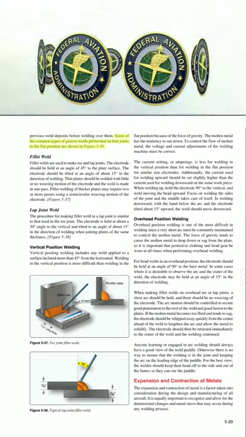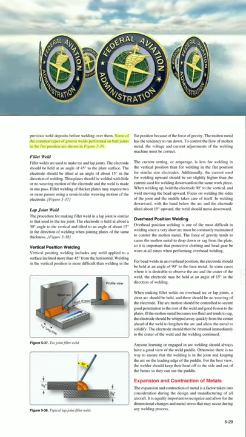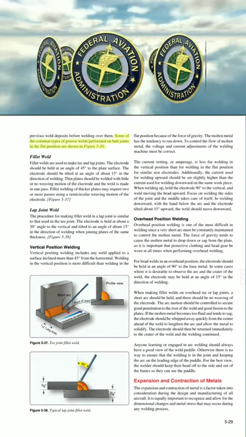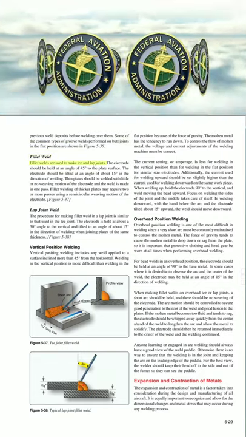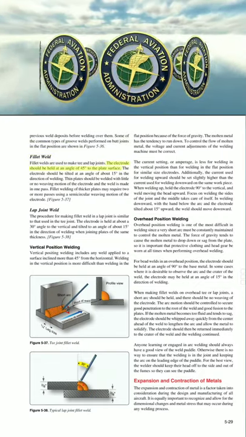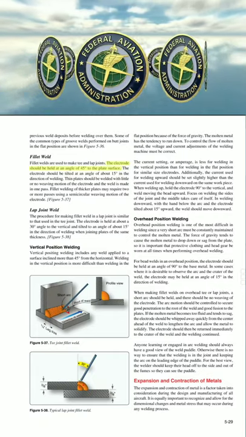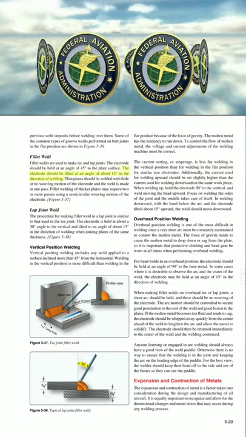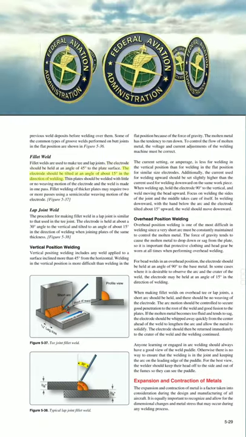Some of the common types of groove welds performed on butt joints in the flat position are shown in Figure 5-36. Fillet weld. Fillet welds are used to make T and lap joints. The electrode should be held at an angle of 45 degrees to the plate surface. The electrode should be tilted at an angle of about 15 degrees in the direction of welding.